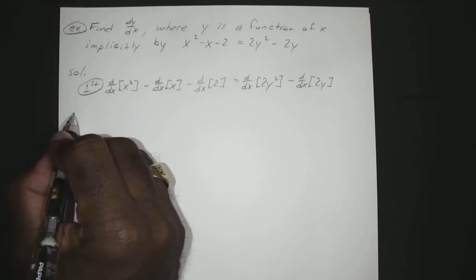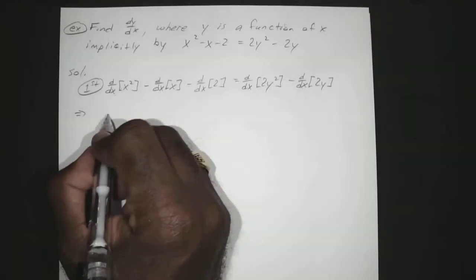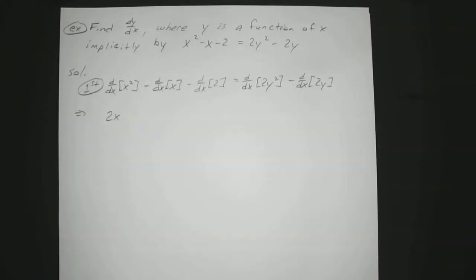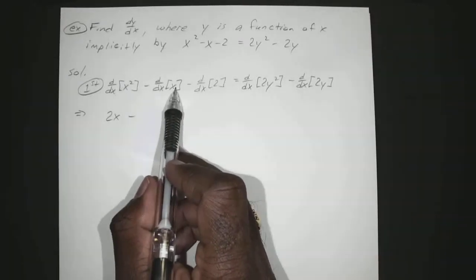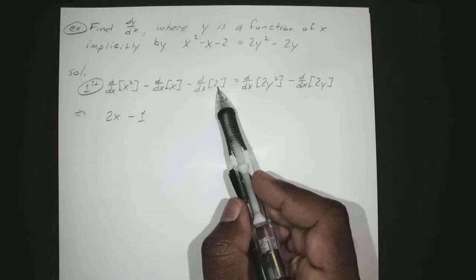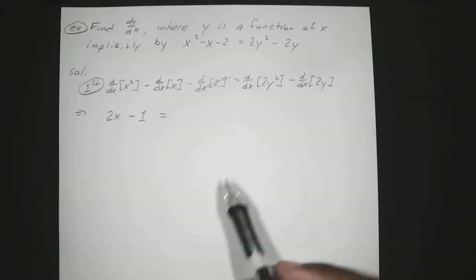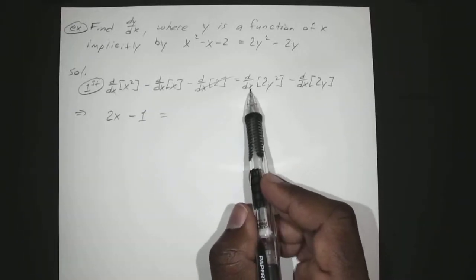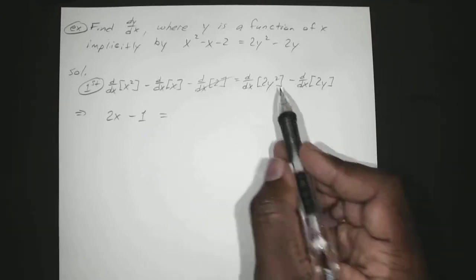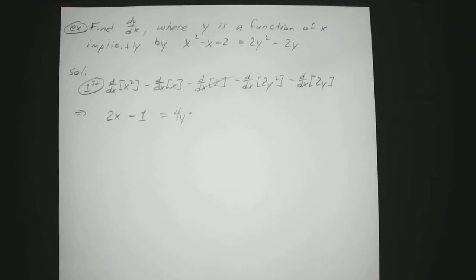So that's going to give us: the derivative of x squared with respect to x is just 2x, minus the derivative of x with respect to x is just 1. And the derivative of a constant is just 0, so that actually disappears. You can put 0 there if you like, but you don't have to. Equals the derivative of 2y squared with respect to x. We're going to bring down our 2, which would make that 4y, times the derivative of whatever y is.